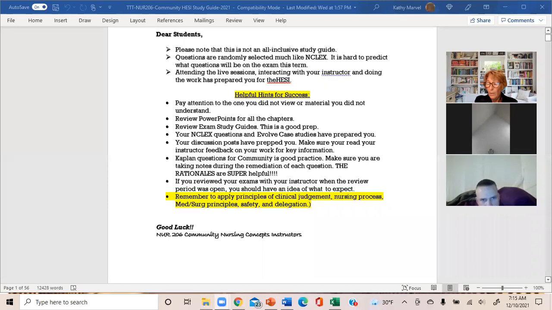Okay, so HESI study guide, 3 exam study guides, your PowerPoints, and your case studies. At this point, I would only be going back to the book if you needed it. Number 1 bullet, pay attention to the chapter you didn't review or the material you don't understand.